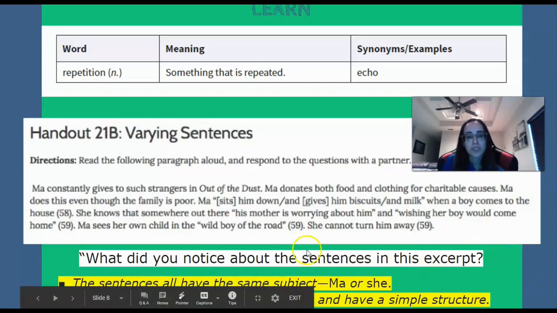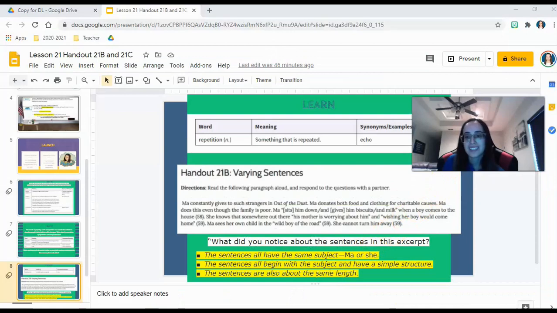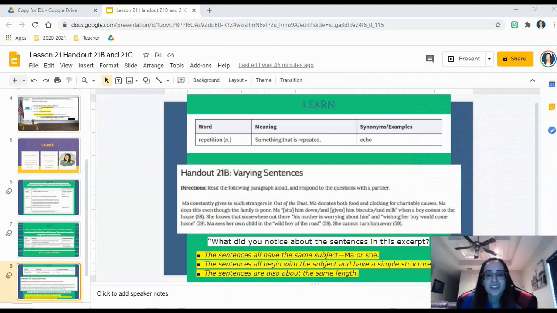So we can see some examples here. Let me make this a little better for you to see. As we can see here, the sentences all have the same subject, which is Ma, also referred to as she in this example. We also notice that the sentences all begin with the subject, and they have a very simple structure. Notice the sentences, boys and girls. They're very short. I want you to specifically look at this third sentence right here. Ma does this even though the family is poor. That is a very, very short sentence.